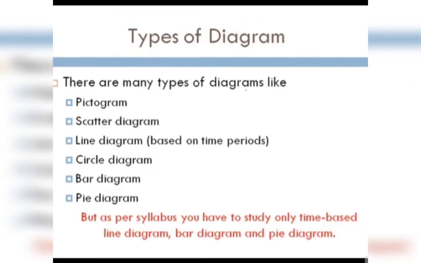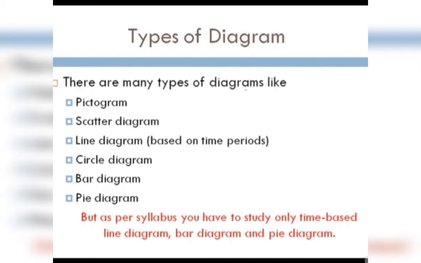Now students, another topic in your first chapter is types of diagram. In types of diagram, you can see the following types. There are many types of diagrams like pictogram, scatter diagram, line diagram, that is based on time periods, circle diagram, bar diagram and the pie diagram. So there are a total of 6 types of diagrams, and it can be asked for 2 marks to state the types of diagram. So you need to state all the 6 points.